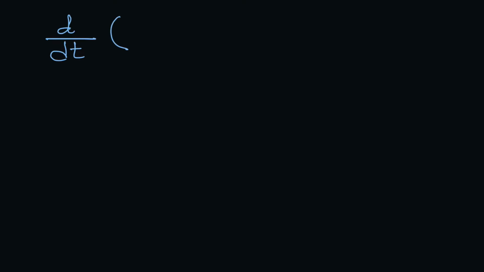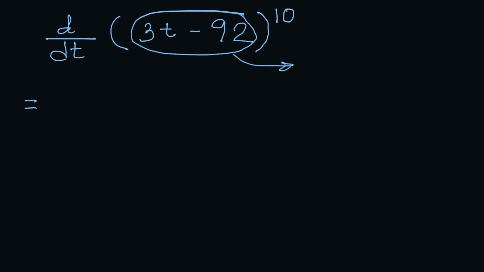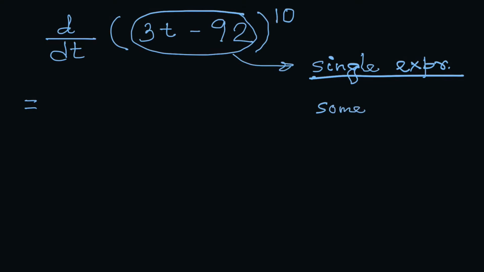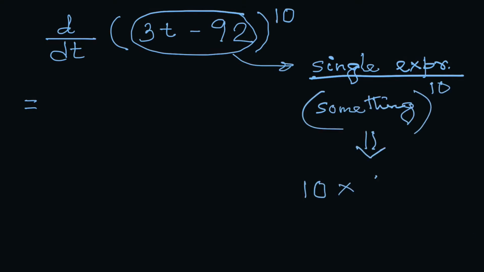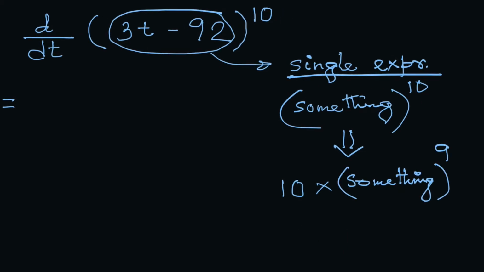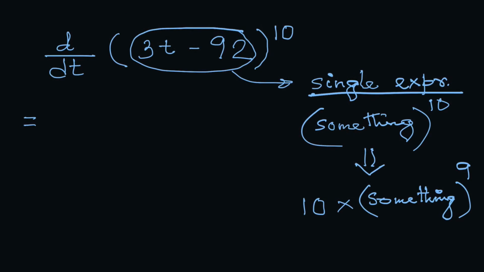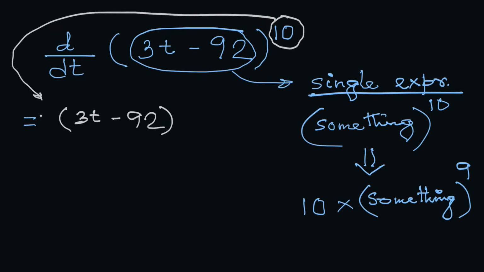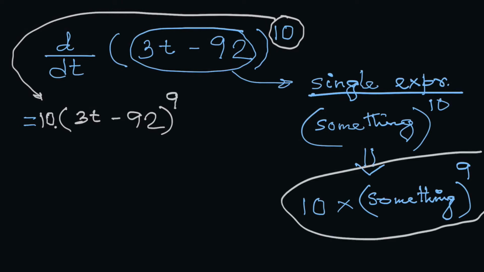So let us take here differentiation of (3t minus 92) whole to the power 10. 3t minus 92 is to be considered to be a single expression. So we know that if something to the power 10 is there, then on differentiating, it will give us 10 into something to the power 9. The power comes first and its power reduces by 1. So here (3t minus 92) whole to the power 10 will give us 10 times that much to the power 9.